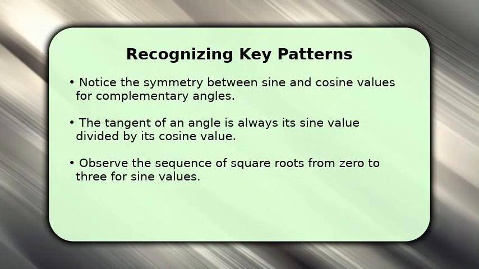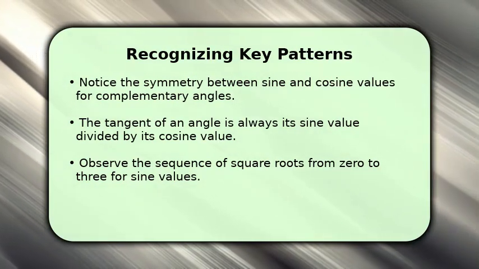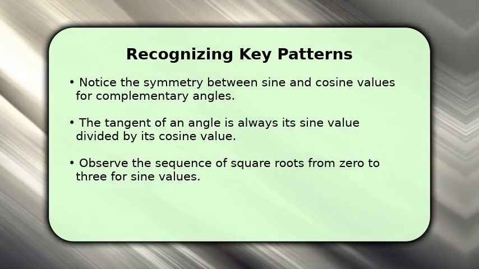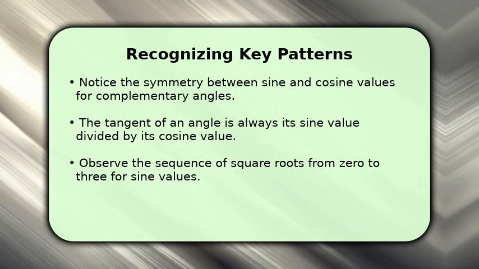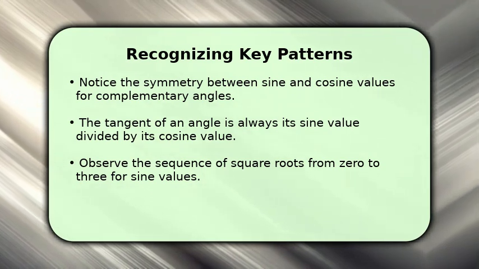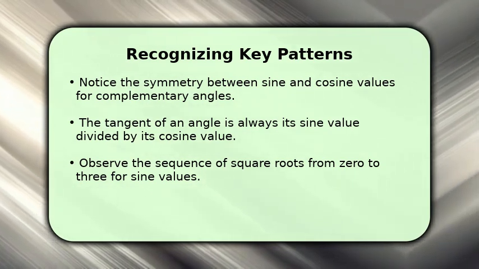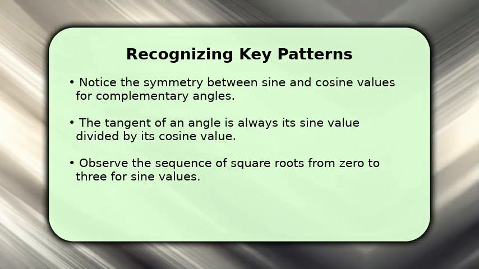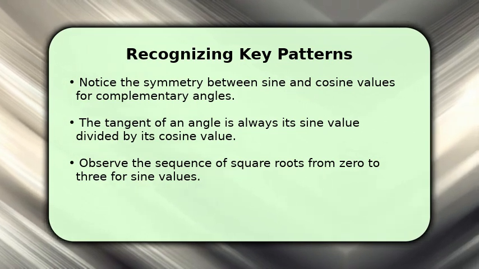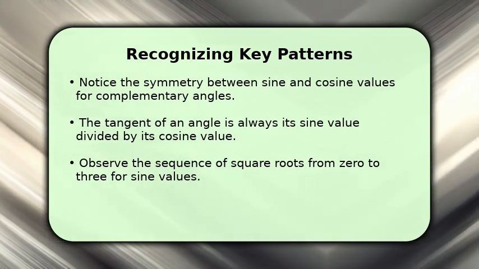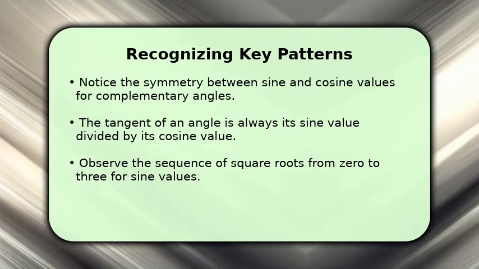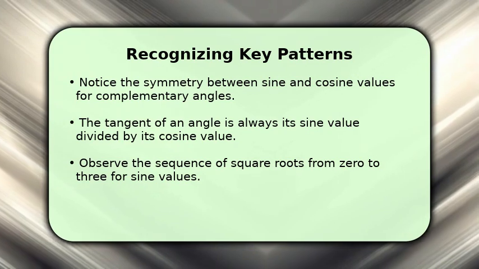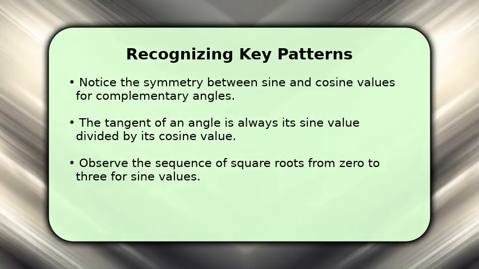Beyond the hand trick, recognizing patterns significantly aids memorization. For instance, the sine of 30 degrees is equal to the cosine of 60 degrees, and vice versa. This complementary relationship holds true for many angles. Remember that the tangent of any angle is simply its sine value divided by its cosine value. Also, notice how sine values for 0, 30, 45, 60, and 90 degrees follow a pattern of square root 0, 1, 2, 3, and 4, all divided by 2.